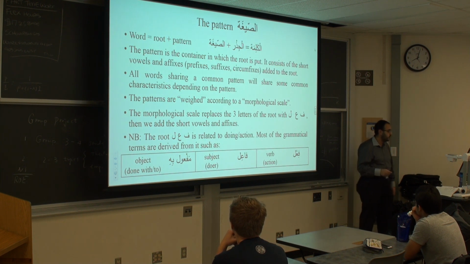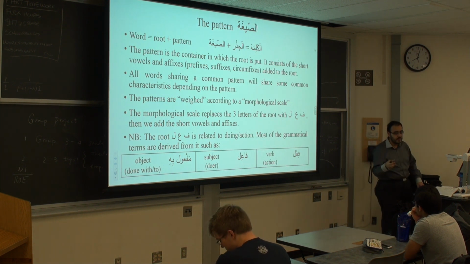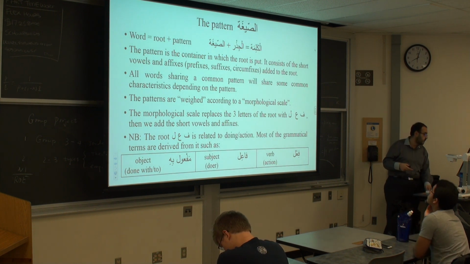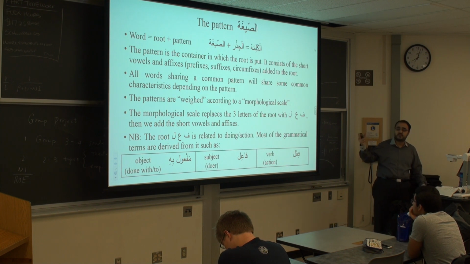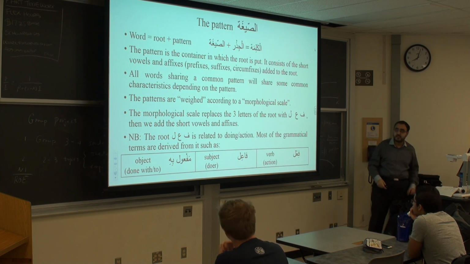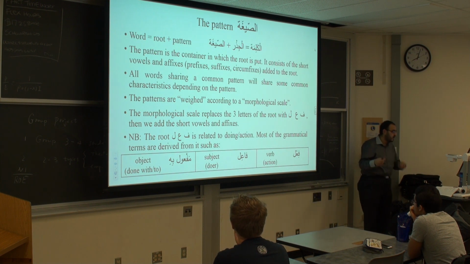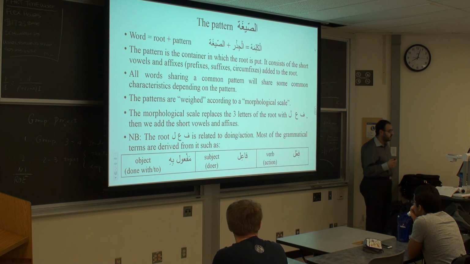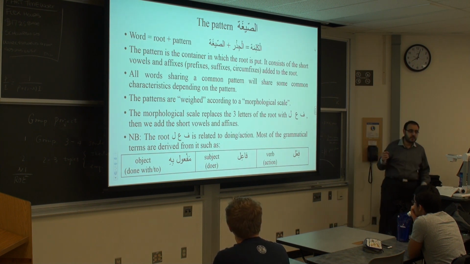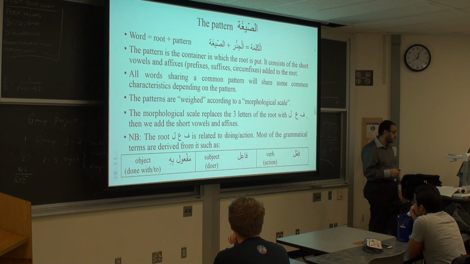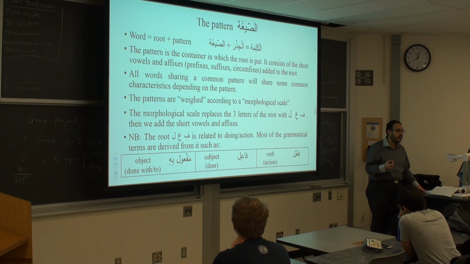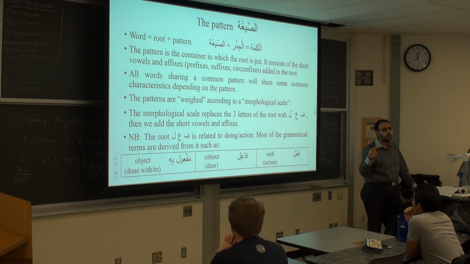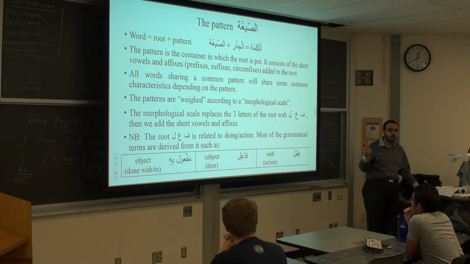The pattern, as we mentioned, is the container in which we pour our roots, and it consists of the prefixes, suffixes, and circumfixes. So any additions to the root: extra letters, extra short vowels, etc. All words sharing a common pattern will be sharing some common characteristics. So for instance, yesterday we went over the pattern fa'il. What will the words sharing the pattern fa'il be sharing?